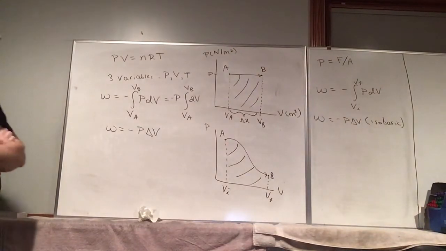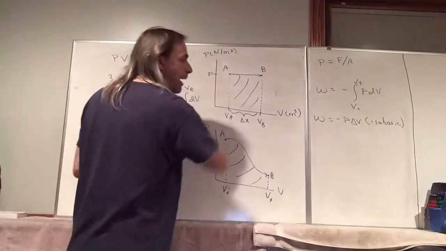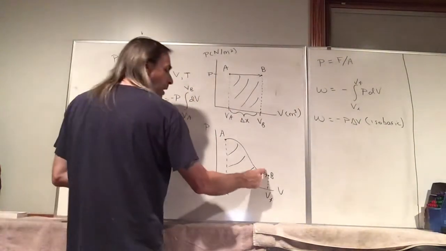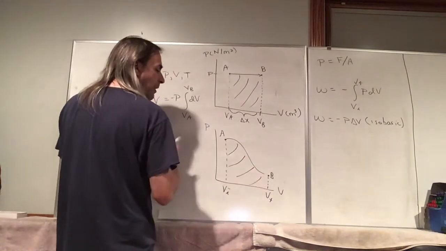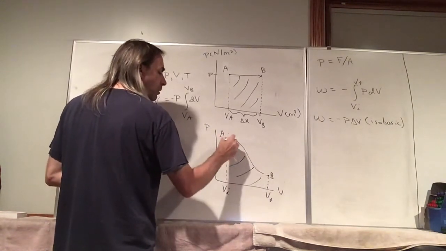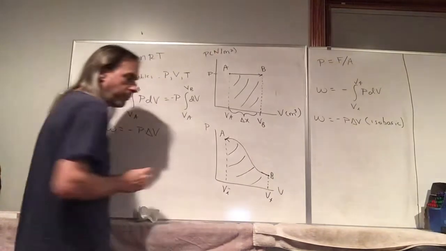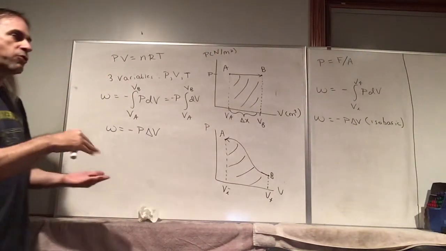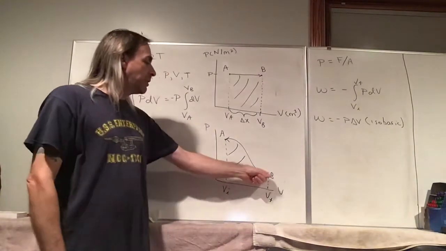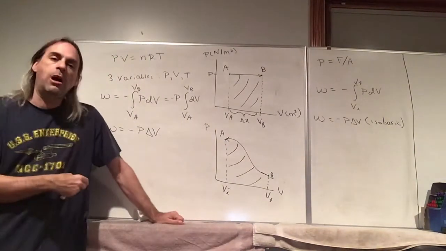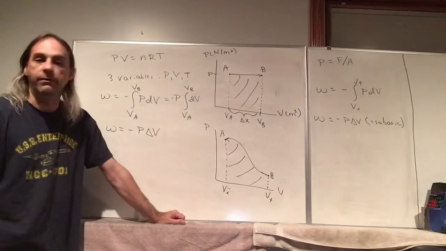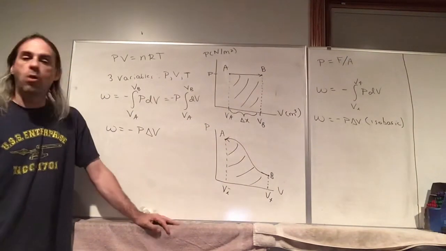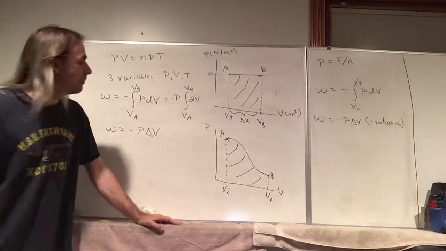Okay, and now here going from left to right, the work is negative. If we reverse the direction, if we have it going from right to left, then the volume is decreasing and there's work being done on the gas. So for a right to left process, work is a positive value. So here work is negative, here work is positive.